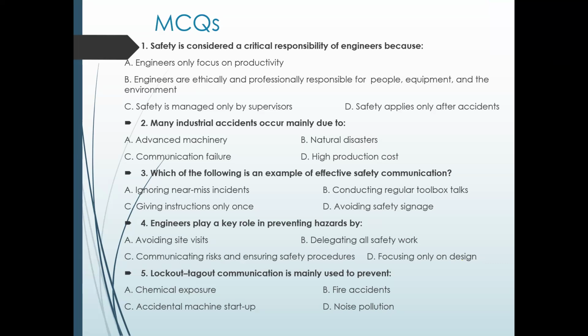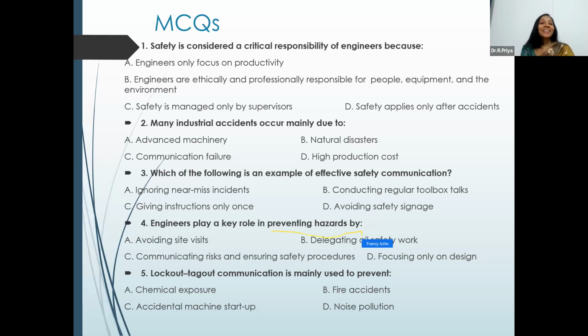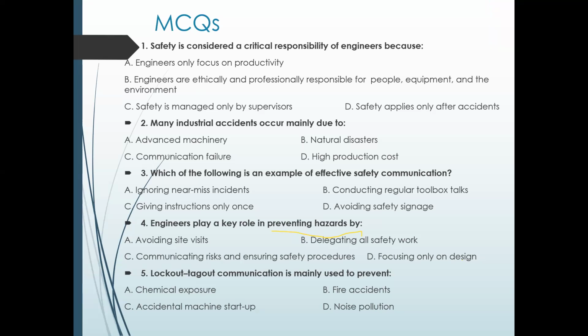Really, communication. Okay, fine. Third, which of the following is an example of effective safety communication? Ignoring near miss accidents, conducting regular toolbox talks, giving instruction only once, or avoiding safety signage. This one, B, regular toolbox talks.